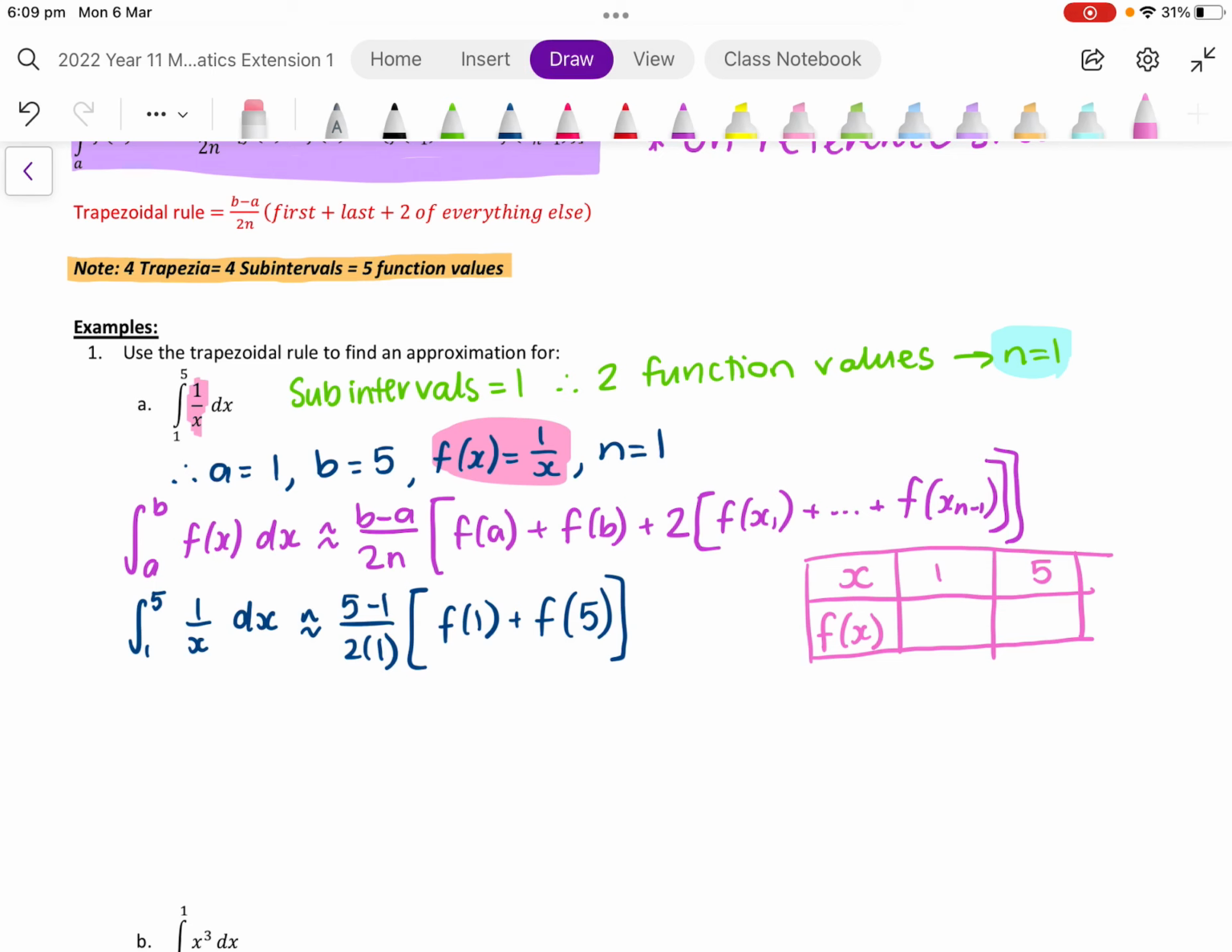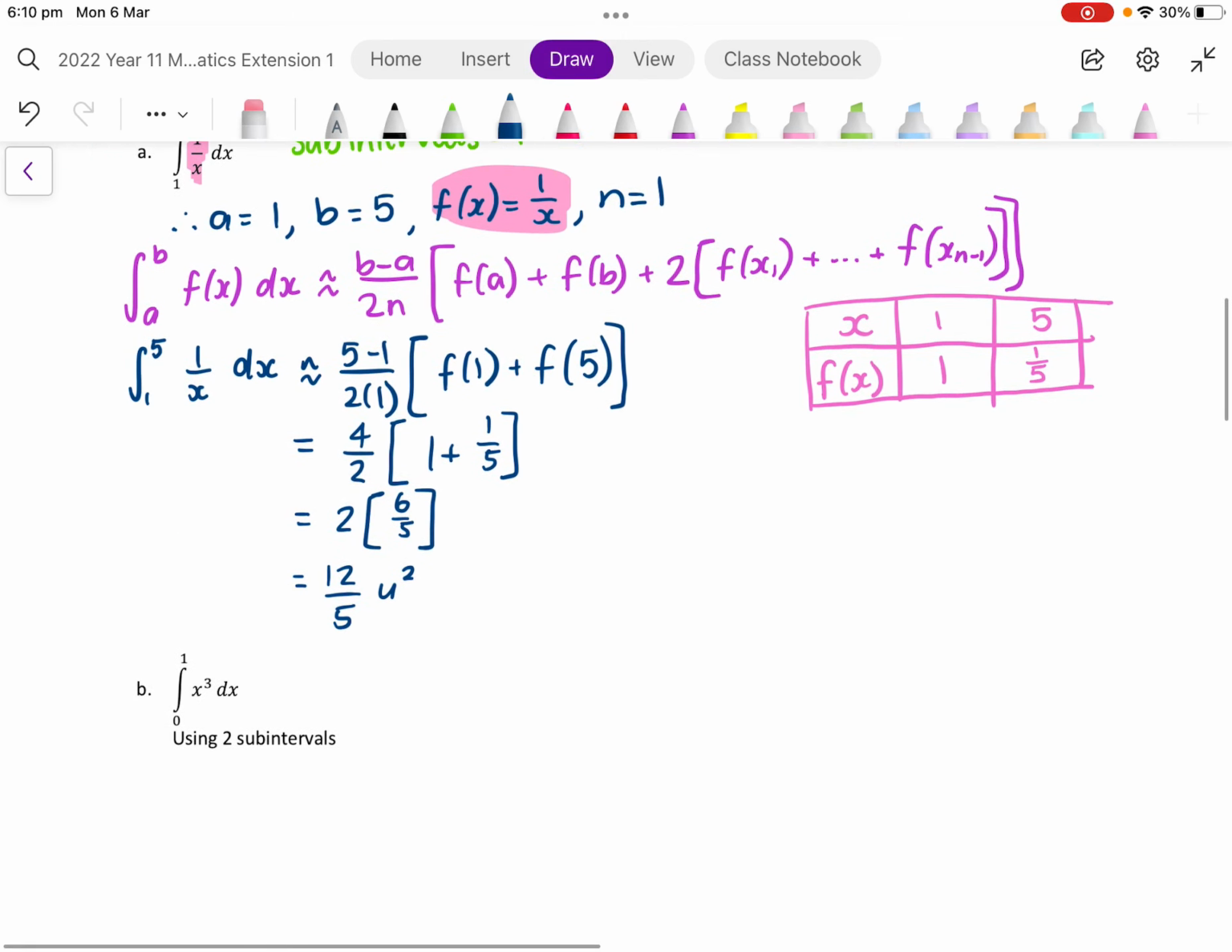Now, f(1) is equal to 1 over 1, which is just 1, and f(5) is equal to 1 over 5. We then substitute these in, so we get 5 minus 1 is 4, over 2 lots of 1 is 2, of f(1) we already worked out to be 1, plus f(5) we worked out to be 1 over 5. This is then just equal to 2, because 4 divided by 2 is 2, lots of 6 over 5, which is equal to 12 over 5 units squared, because we are calculating the area under the curve still.